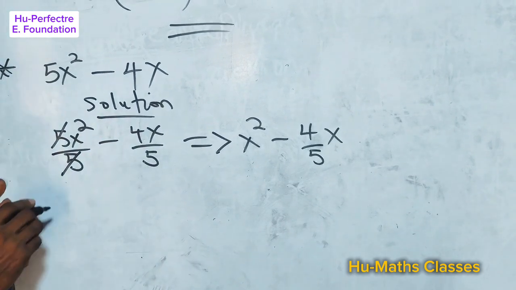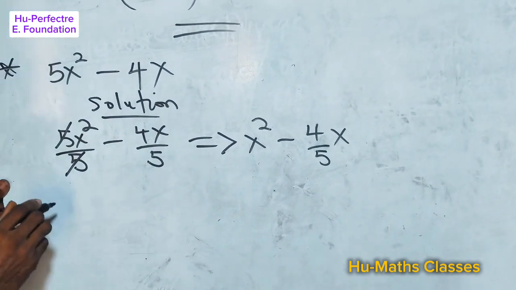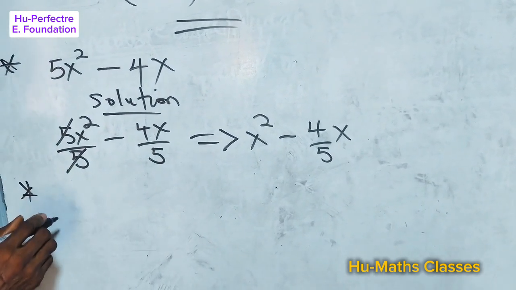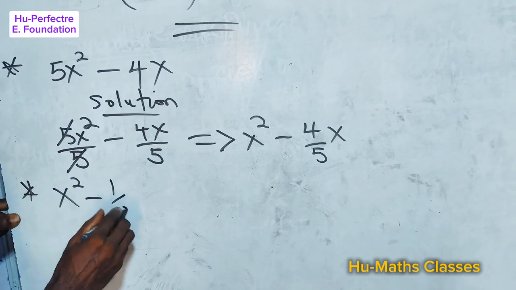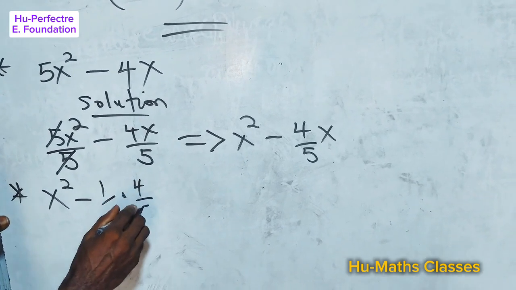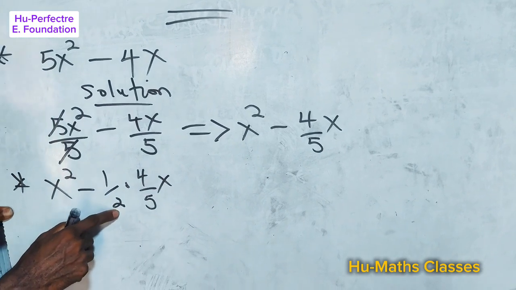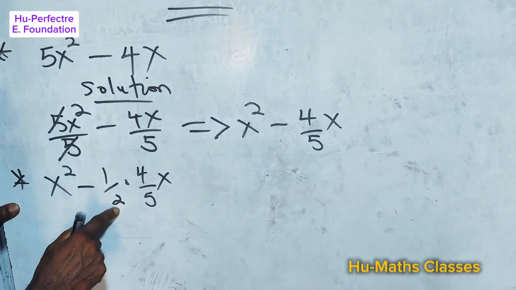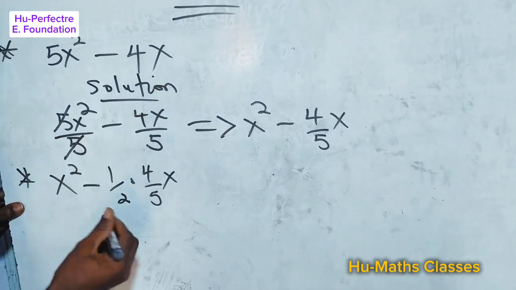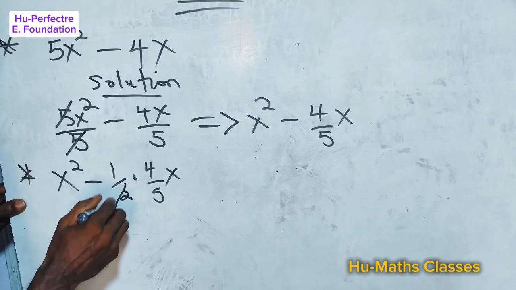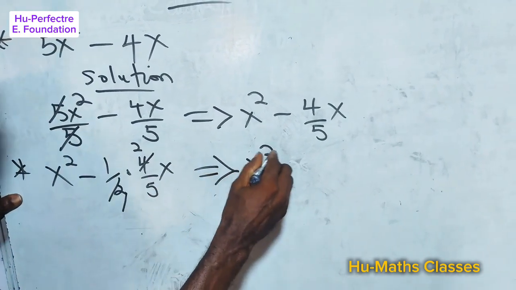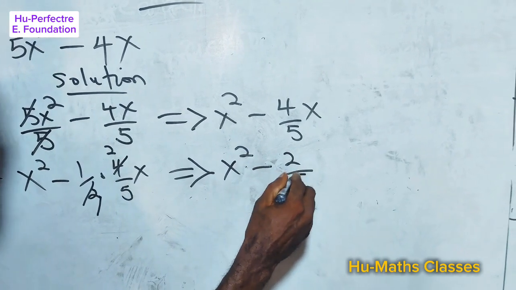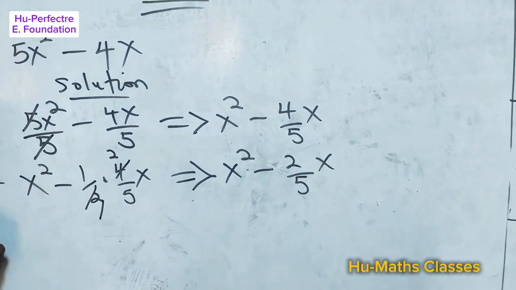The next step is to find the half of the second variable. So we'll have x raised to the power 2 minus 1 over 2 times 4 over 5x, which is the half of the second variable. If you wish to cancel now, you can, because 2 can cancel 4. You have a 2 left. So what we have left will be x raised to the power 2 minus 2 over 5x.